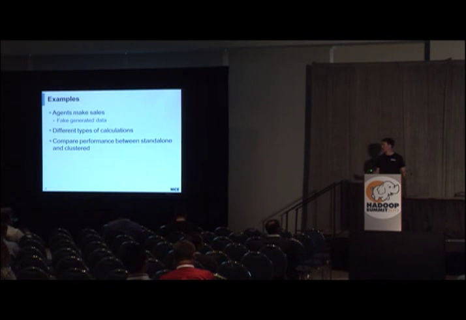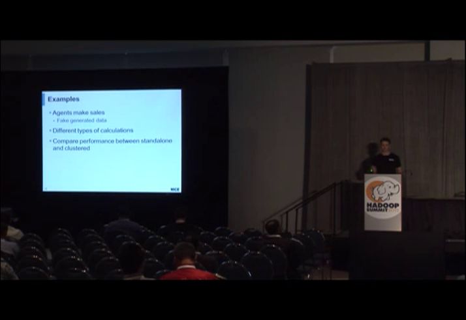So I have two examples of actual performance of standalone business rules engines and business rules on top of Hadoop. And my examples consist of agents making sales. You have agents in a store, and they're making sales, and there's some returns, which accounts for negative sales in the data. This is fake generated data.